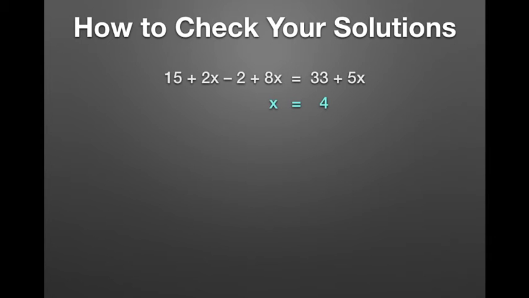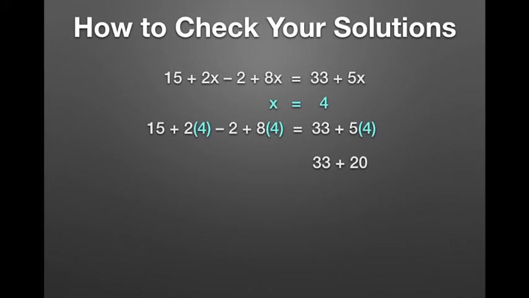So let's check. If we got x equals 4, we could substitute that back in and see if it is a correct solution. So anywhere I see x, I will replace it with a 4. Now the right side is easier to do, so we'll do that first. 5 times 4 is 20. 33 plus 20, we get 53. We'll see if the left side will be the same. So 2 times 4 is 8, and 8 times 4 is 32. And we simplify the left side, and it turns out to be 53.